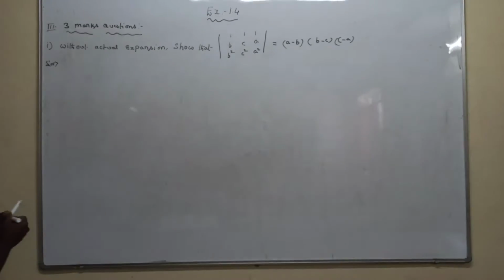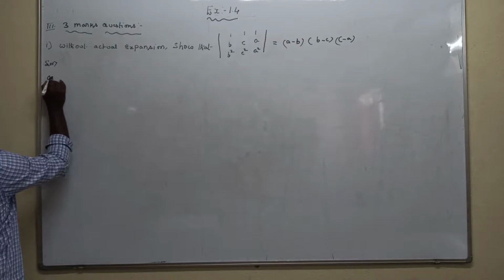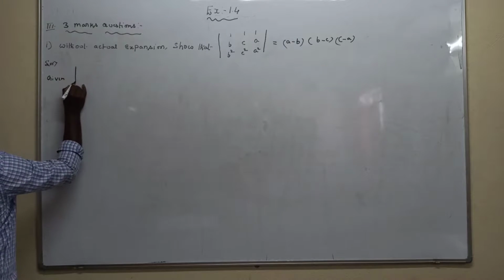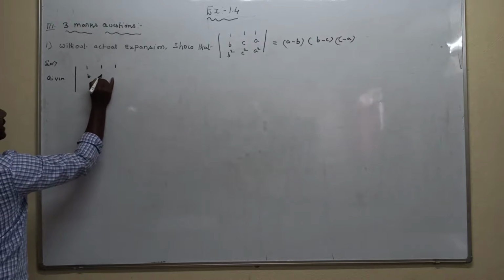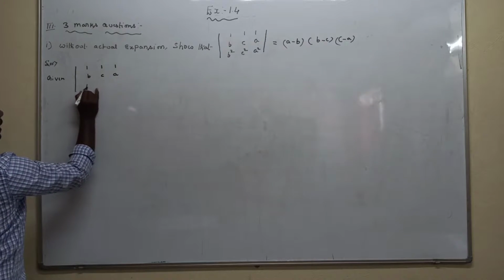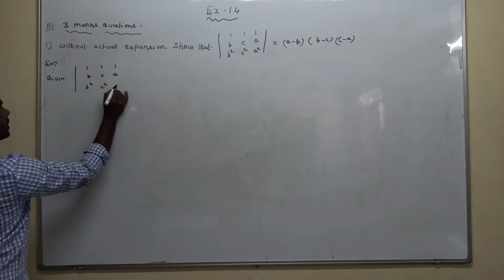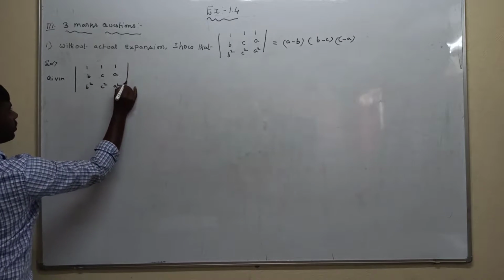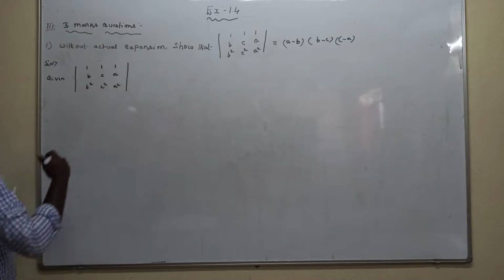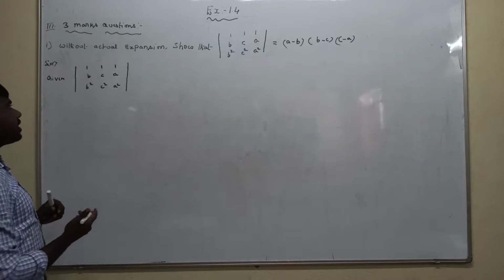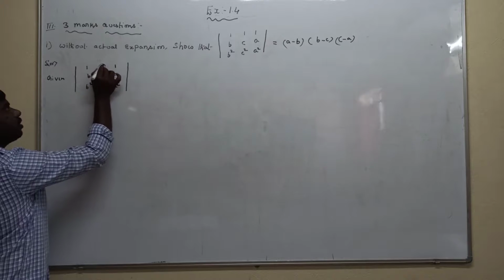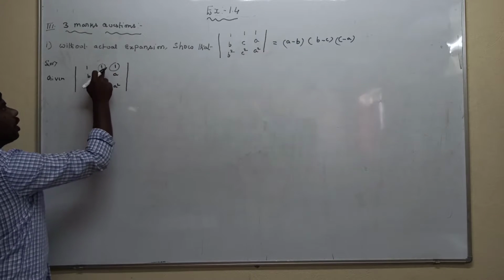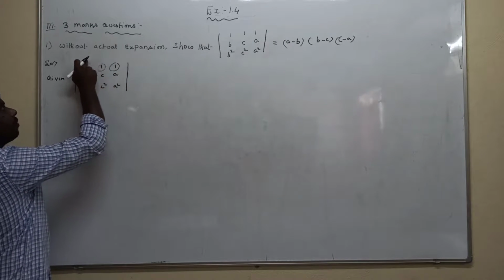See the solution, dear students. The given LHS part is the determinant with rows 1 1 1, a b c, a square b square c square. Now the first row has all elements 1, so we make any two ones zero, this one 0, this one 0. So how to make these zero? Take the first column.